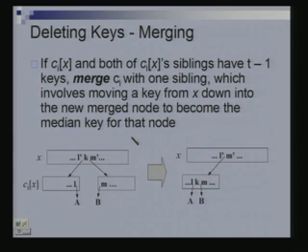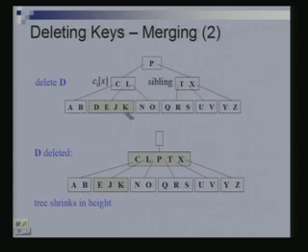And if you cannot borrow, then you merge, same as before. You are deleting D, you come here. Actually, sorry, when you are deleting D, this already has a problem, because it has the minimum number of keys. So, you are going to try and borrow 1 from the sibling, but you are not going to be successful in borrowing 1 because that also has the minimum.